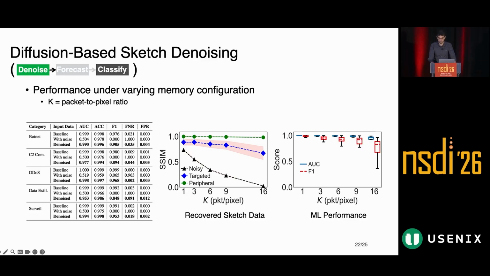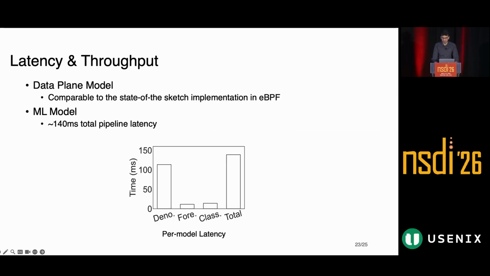The figure on the left shows the similarity between cropped images from the sketch universe and their corresponding clean images before and after denoising. The figure on the right shows the box plot for AI performance for all the attack categories. As shown, even in the worst case, K equal to 16, the diffusion model is still able to recover meaningful signal and achieve strong performance for the majority of attack types. In terms of data plane, SketchVision is comparable to state-of-the-art sketch-based implementation in eBPF with a similar number of hash functions and memory. For model performance, we measure per component latency.